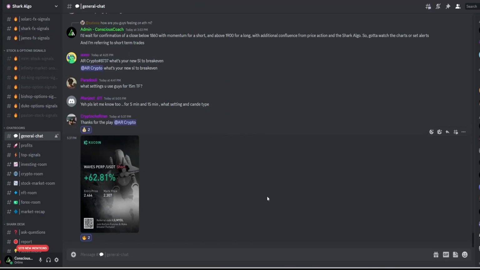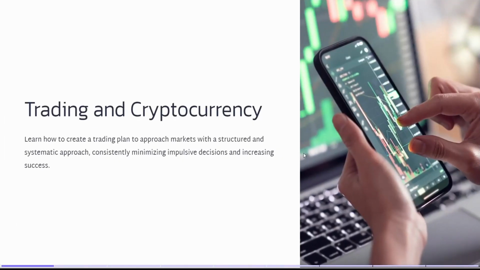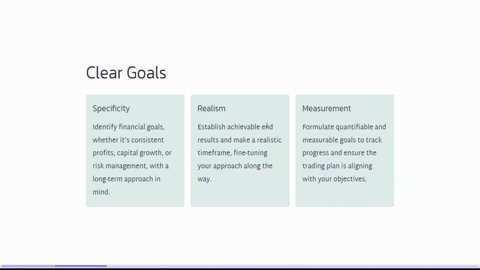Now, guys, it's really important that you have a strategy. So it's great that you can follow analysts, but I also encourage you to understand trading and to develop your technical analysis skills as you go on your trading journey. So that's one thing that you need to understand. So having a trading plan is important. You also need to have clear goals. Whether you're following an analyst or you're taking your own trades with your own strategy, you need to make sure you have specific goals, that your goals are realistic, and that you're actually able to measure and quantify your goals so you can adjust your trading plan as you go on your trading journey.